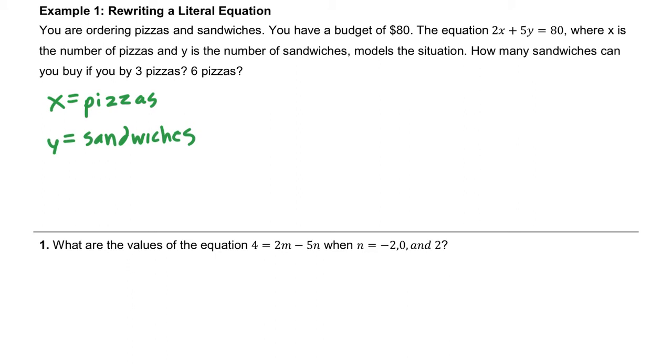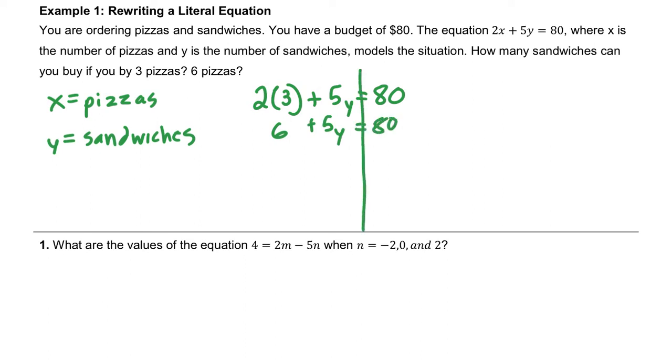So this equation has two different variables, one that stands for pizzas, one that stands for sandwiches. So if I know that I bought 3 pizzas, I can rewrite the equation this way. I'm going to write 2 times 3, because I know the value of x is 3. The number of pizzas is 3, plus 5y equals 80. So to solve this equation, I've first got to simplify the left-hand side, and then I use the same steps we had learned in previous lessons to solve for y.